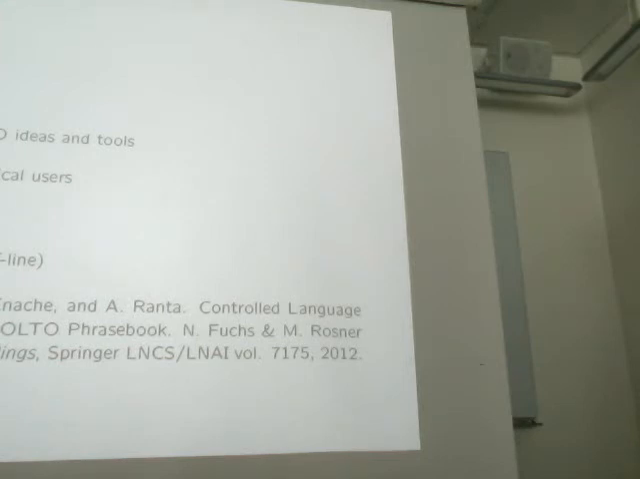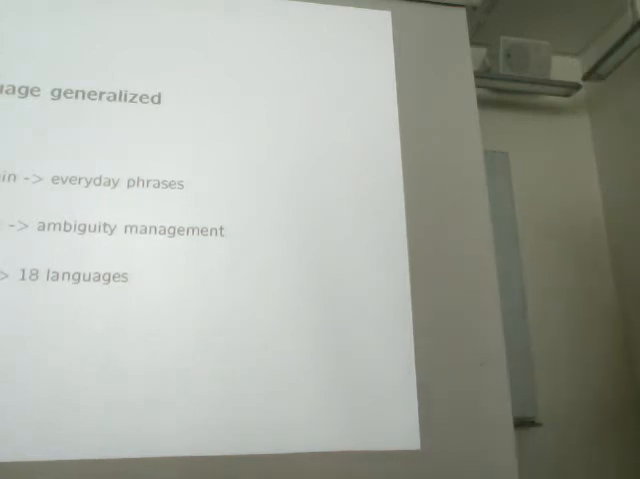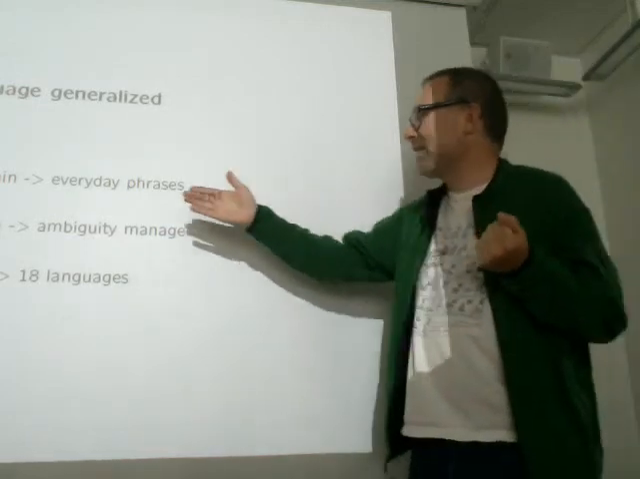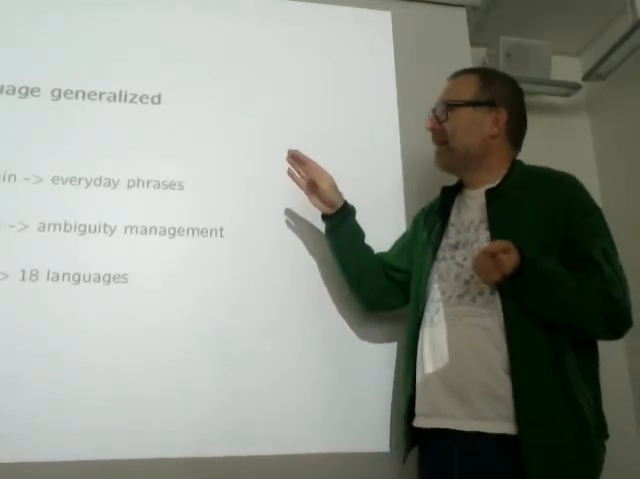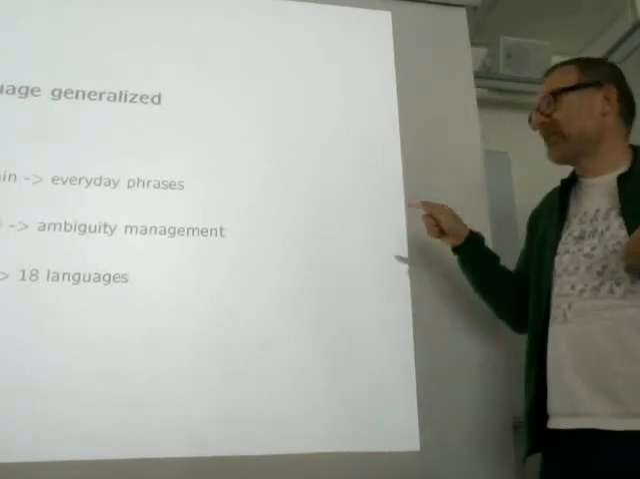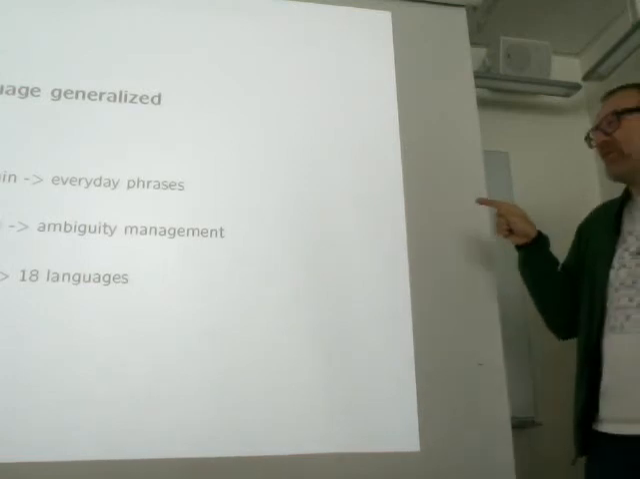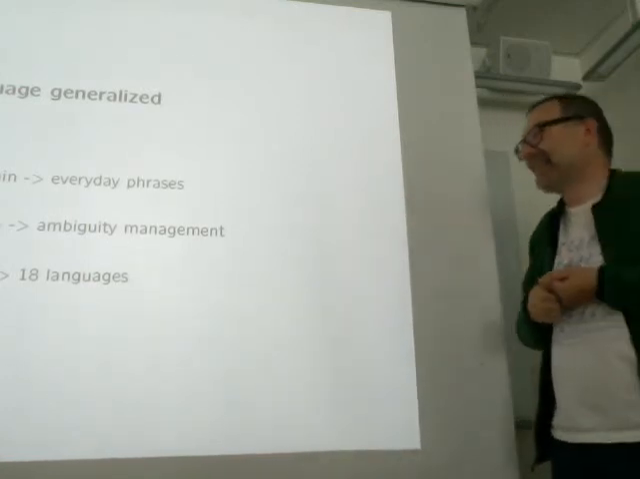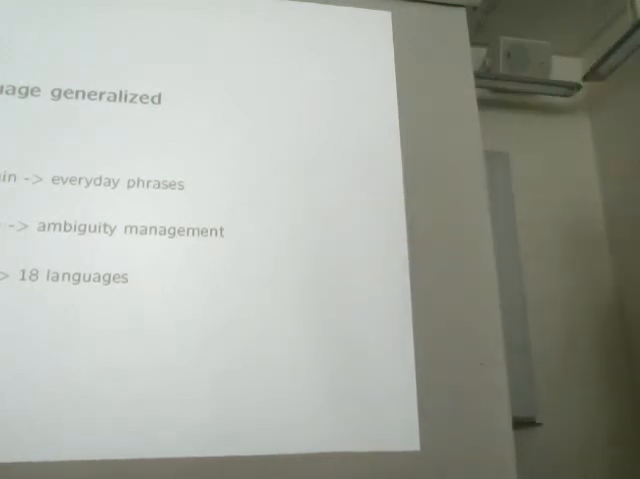is appearing. It's in a controlled language setting. And here the idea is that we have this notion of controlled language, but we generalize it a little bit. So it's no longer just for technical domains, but we use it for everyday phrases. The normal controlled languages are designed to be unambiguous, but we cannot maintain this in a multilingual setting. We rather have an ambiguity management. And then from a monolingual setting, we generalize it to many languages.